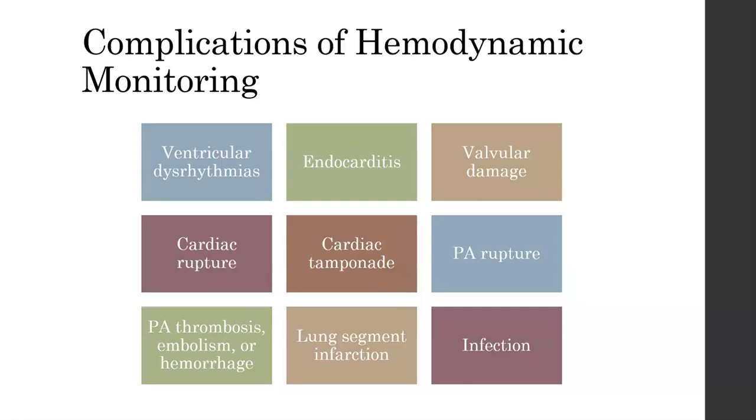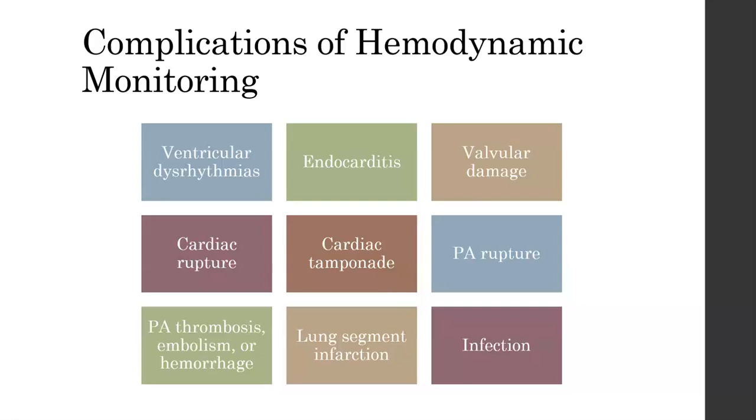So, complications of hemodynamic monitoring. We can have, obviously, dysrhythmias. Anything sitting in the heart isn't supposed to be there because we put it there, so it can cause arrhythmias. Any kind of CVL or PA catheters can all cause arrhythmias. And then we can get endocarditis. We can have valve damage, cardiac rupture. If one of those catheters punctures something, it can rupture things and cause a lot of damage.